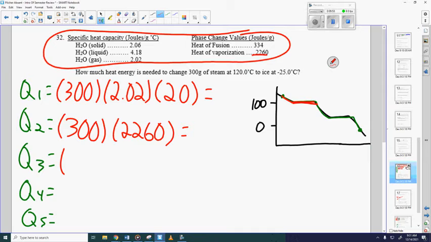All right, Q3, we're going from here to here. This is our third section. Is there a delta T? Yes, there is. So this is going to be an MC delta T situation. We got 300. What is our C value now? 4.18, because we're talking about liquid water at this point. It's in between 100 and 0, 4.18. And how much is the temperature changing in this particular section? 100 degrees. We're going from 100 down to 0.